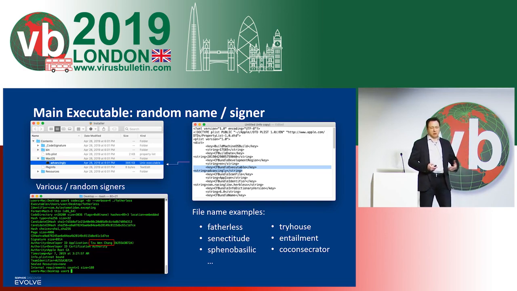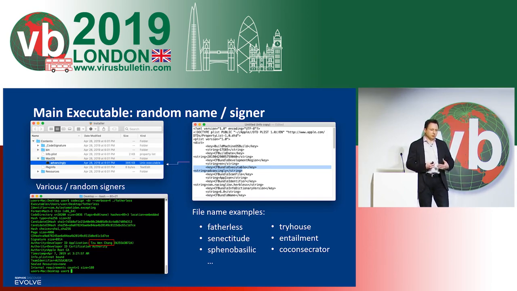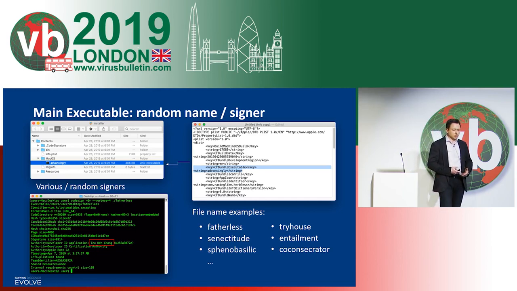They sound like English words, but I never heard of words like senectitude or sphenobasilic or cocon secreto. So that's a good sign. If you see that kind of main executable, it's a good sign you're dealing with this particular family.